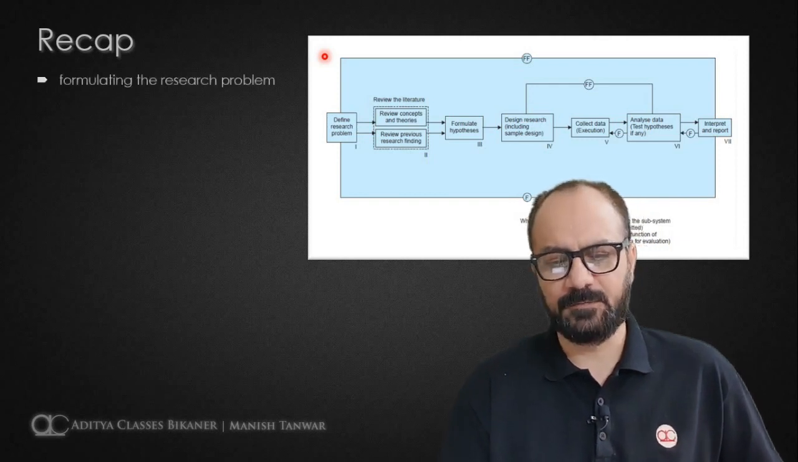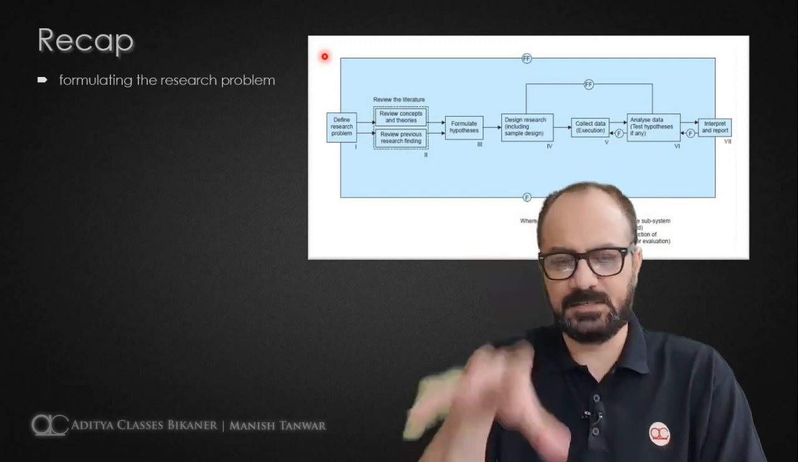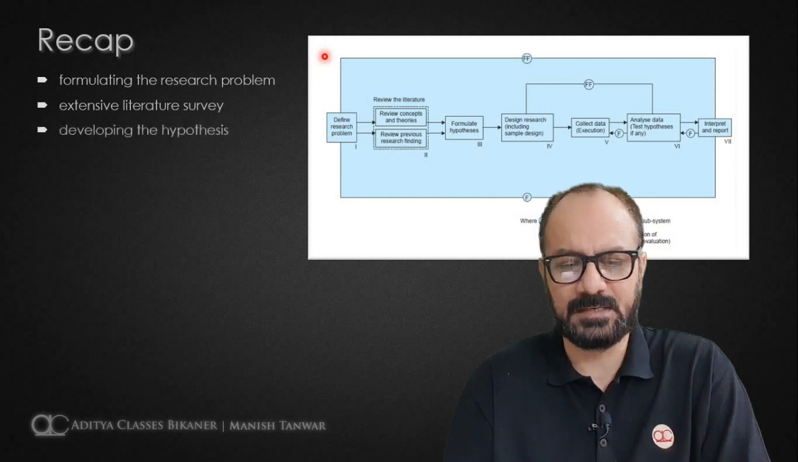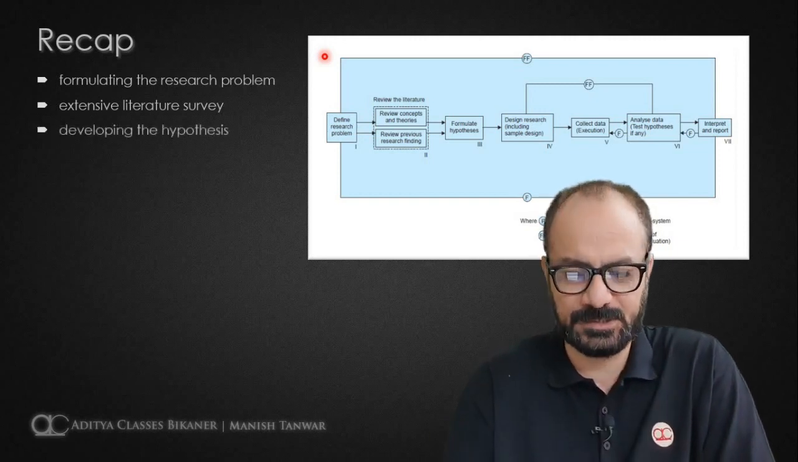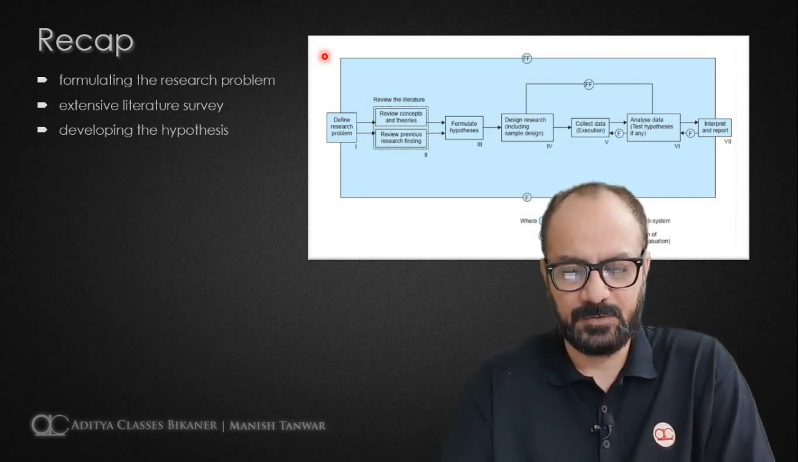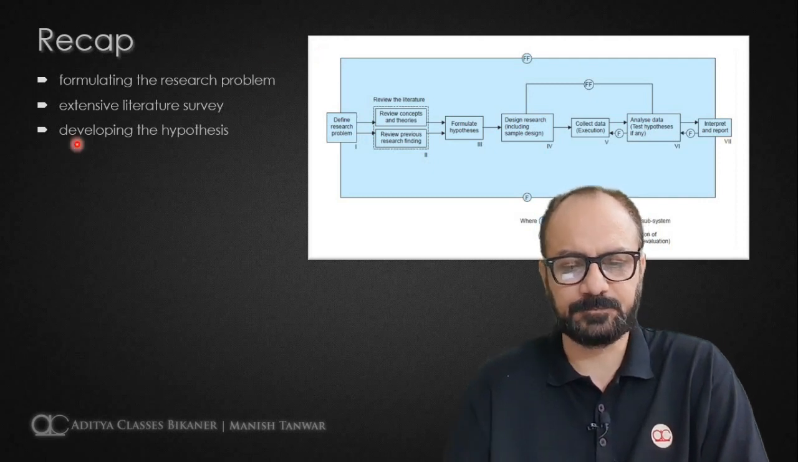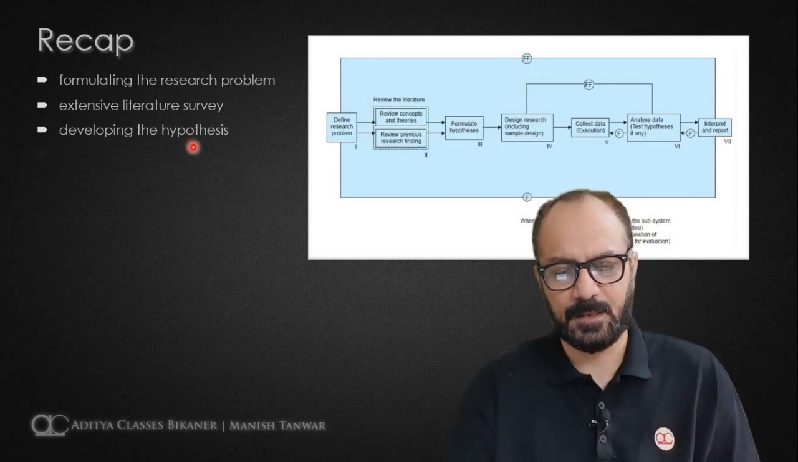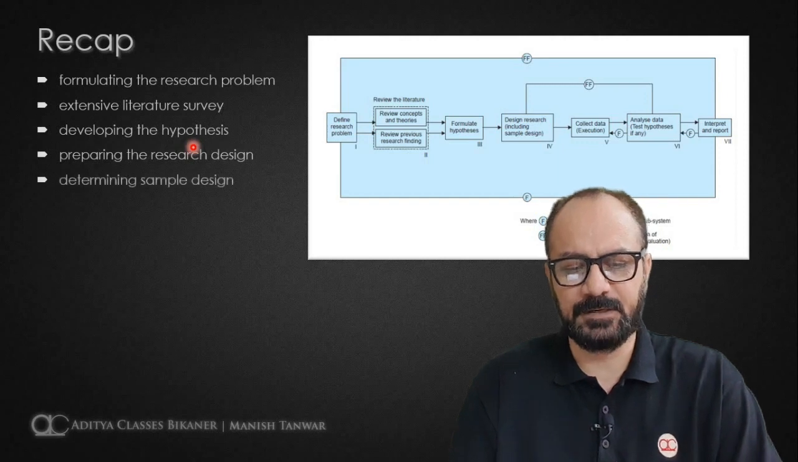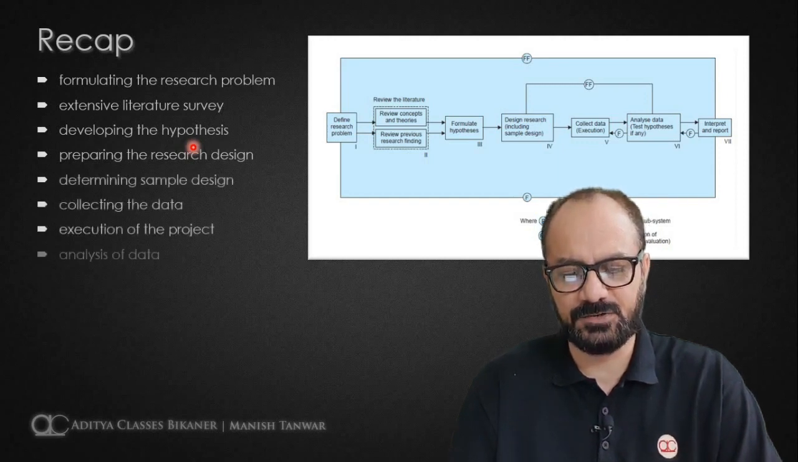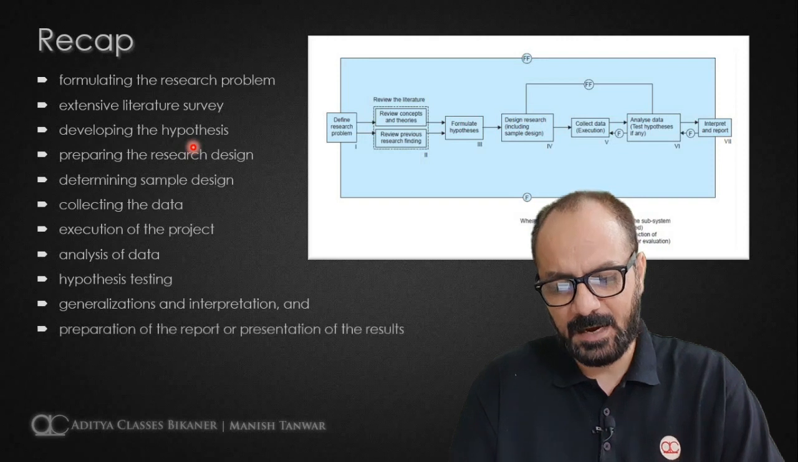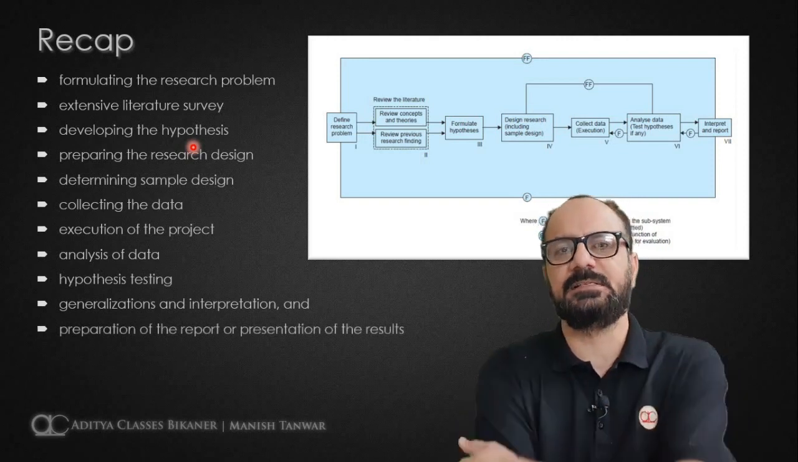Now, if we talk about what we covered last time, or rather what the complete process is, it starts with formulating the research problem, continues on to an extensive literature survey. This we talked about in the last lecture, that these are the steps in our process of research, how we'll go about our research. Formulating the research problem, extensive literature survey, developing the hypothesis, preparing the research design, determining sample design, collecting the data, execution of the project, analysis of data, hypothesis testing, generalization and interpretation, and preparation of the report or presentation of the results.